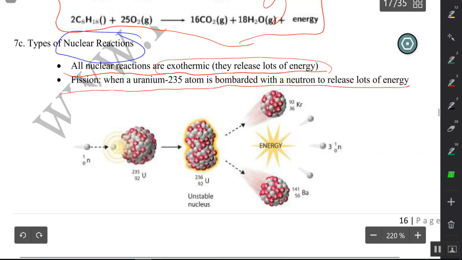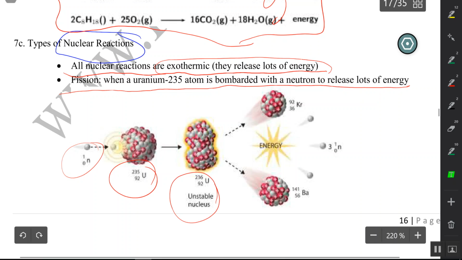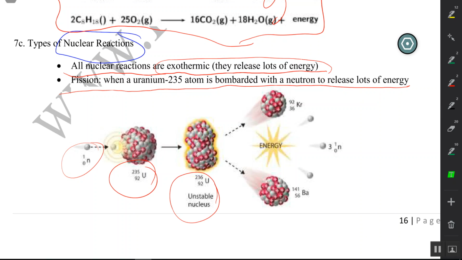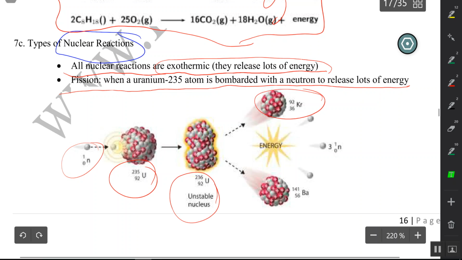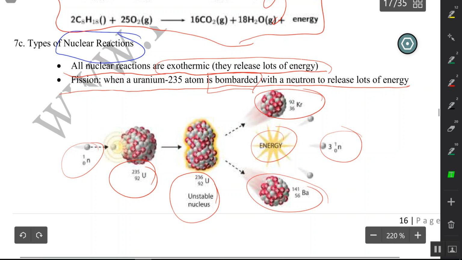Here's an example of a fission reaction. You have a uranium-235. You combine it with a neutron, and you're going to get a very unstable uranium-236, which eventually breaks down to krypton and barium and starts releasing neutrons and a whole lot of energy. So that's fission. Remember the key word? Bombard. You bombard uranium with a neutron. So this doesn't happen naturally.